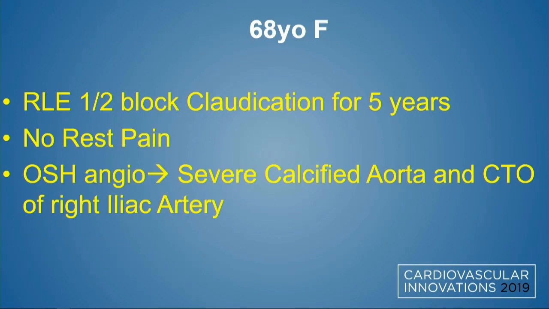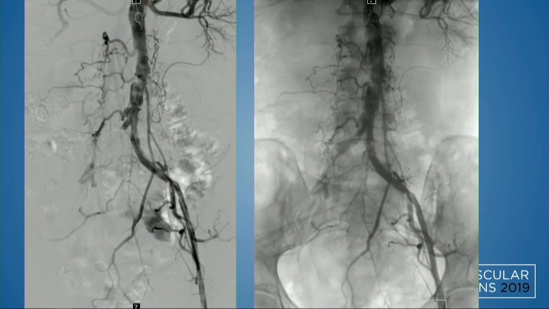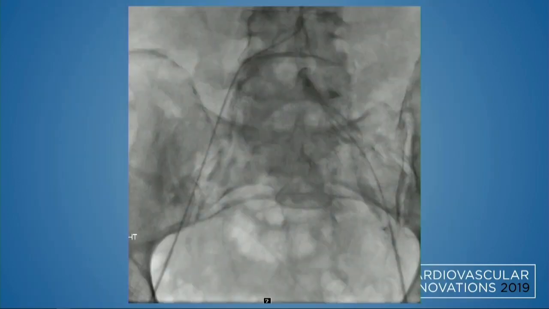This was a little bit of a learning lesson. It's a 68-year-old female, half-block claudication for many years. Outside hospital, our colleagues showed us on the angio that there was severe calcified aorta and a CTO of the right iliac artery. This is the picture. And you can see there's a lot of disease in that aorta as well, a lot of calcifications, which we did check the pressures on that. It was significant.